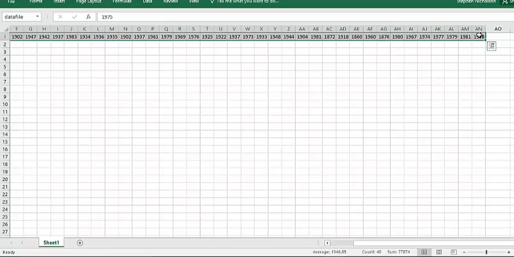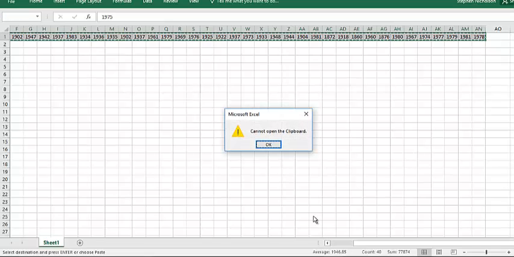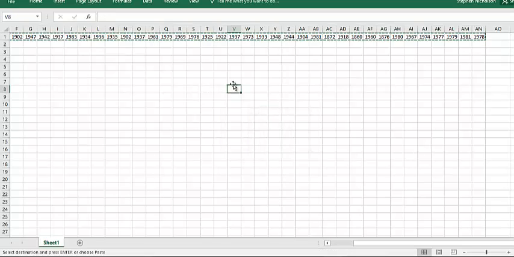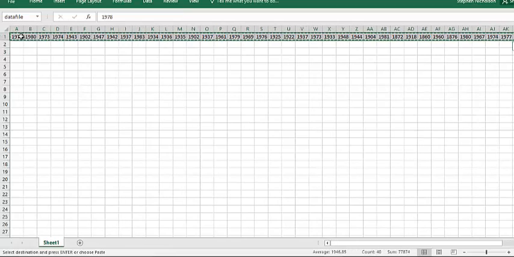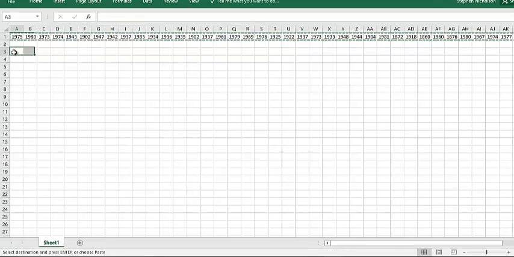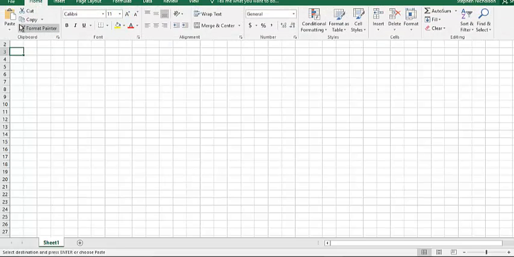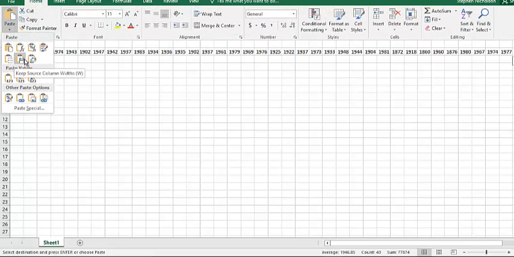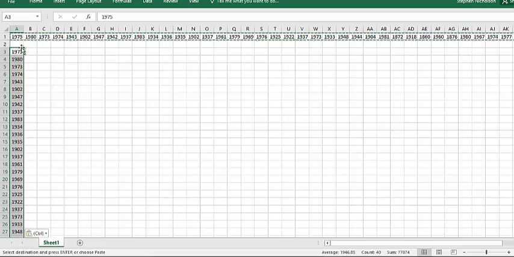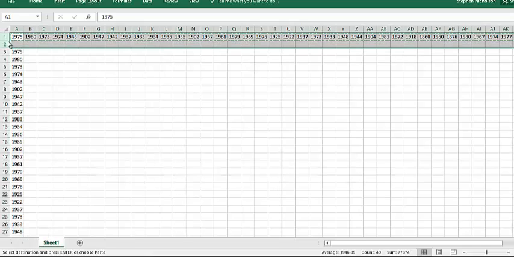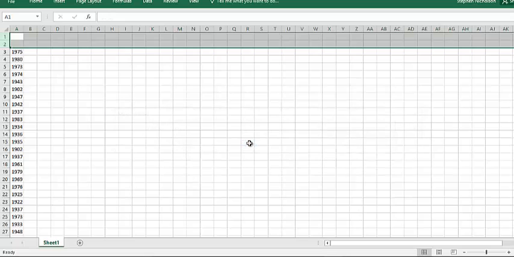So the next thing I'm going to do is, okay, I don't know why it wouldn't let me copy that. Let's try it again. Okay. So I'm going to paste it. So this thing called transpose changes things from a row into a column. Okay. So the hard way would just be to re-enter the data, but I don't want to do that.